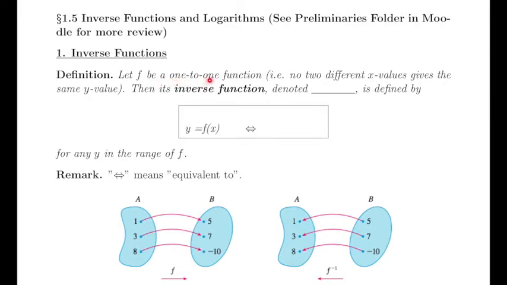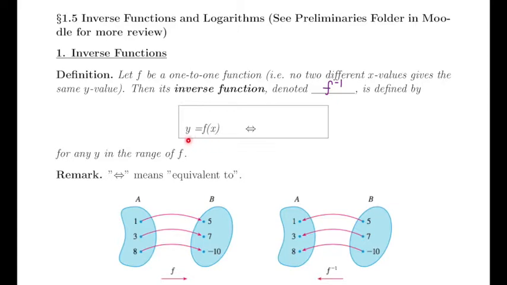Suppose that you have a one-to-one function f. What one-to-one means is that for every x value, there's a unique value of y. If that is the case, then it has an inverse function, and it's denoted by f and then a superscript of -1. It looks like a power of -1, but it is not.